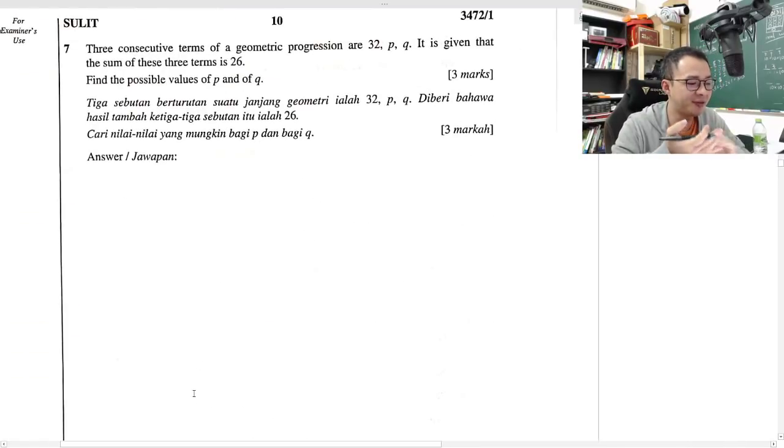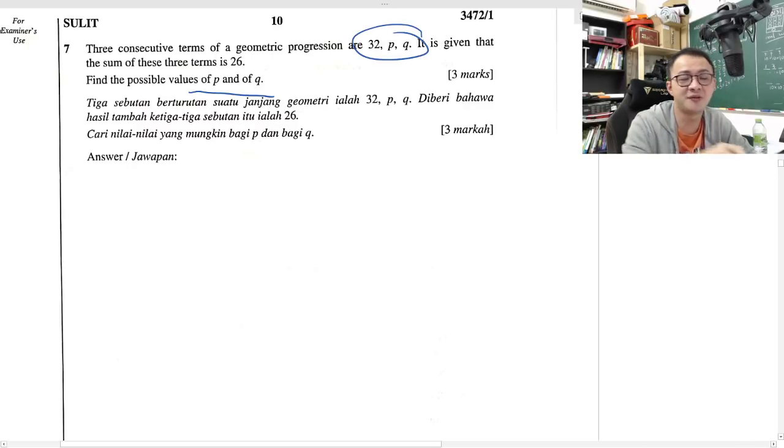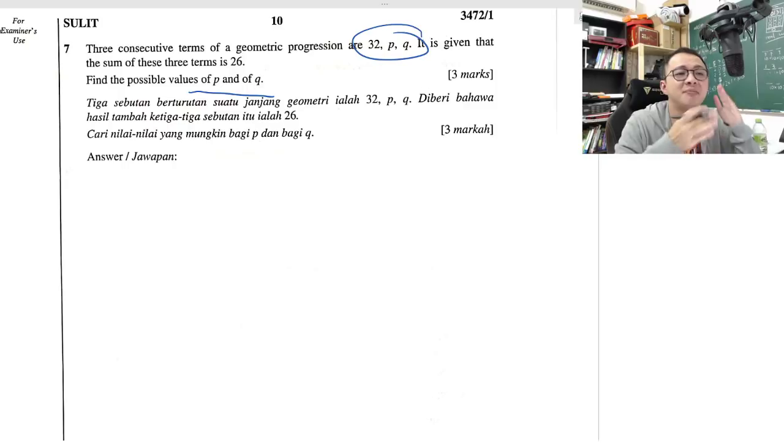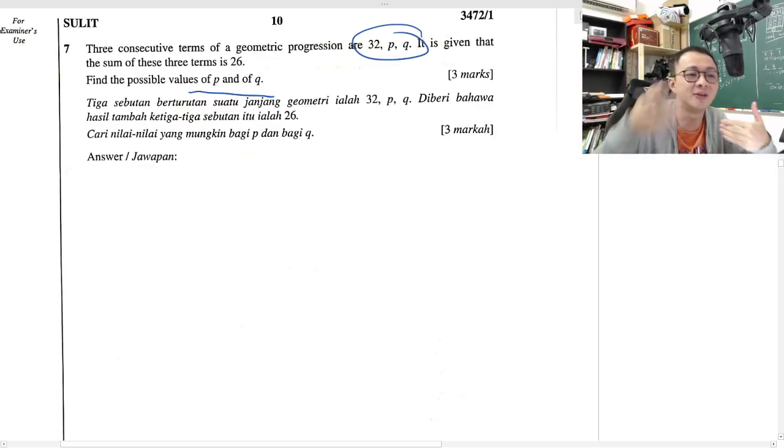Okay, three consecutive terms of the geometric progression are 32, P and Q. The sum of these three terms is 26. Find the possible values of P and Q. I love consecutive terms because we can easily form an equation from them. Consecutive terms basically means the following terms, like 1, 2, 3, 4, or 98, 99, 100, 101. The terms continue from the previous term.